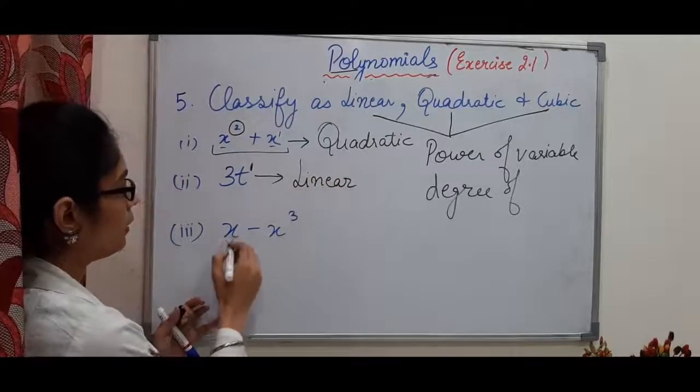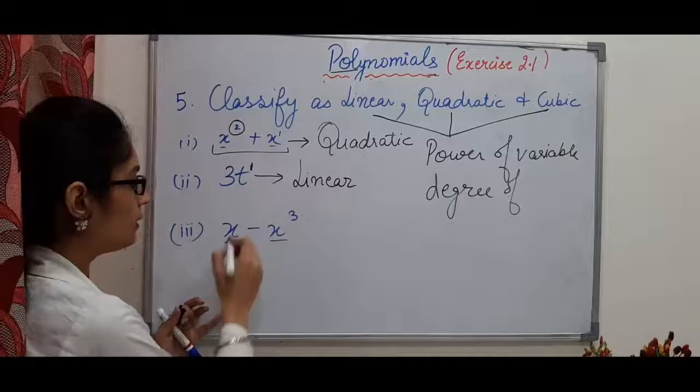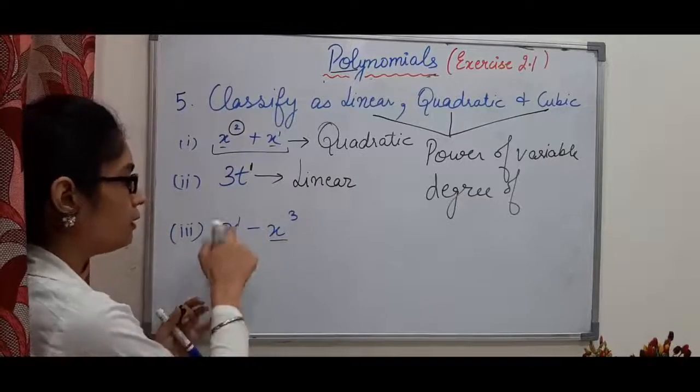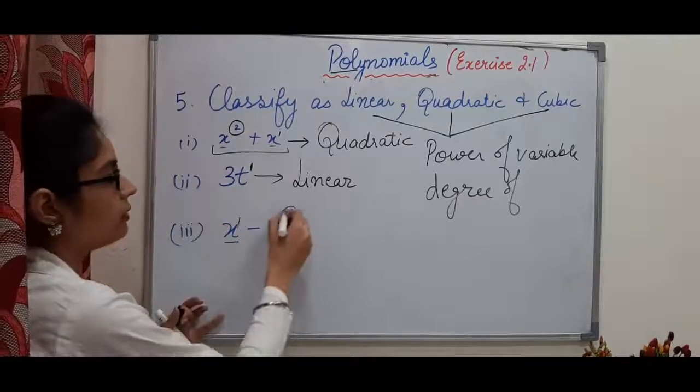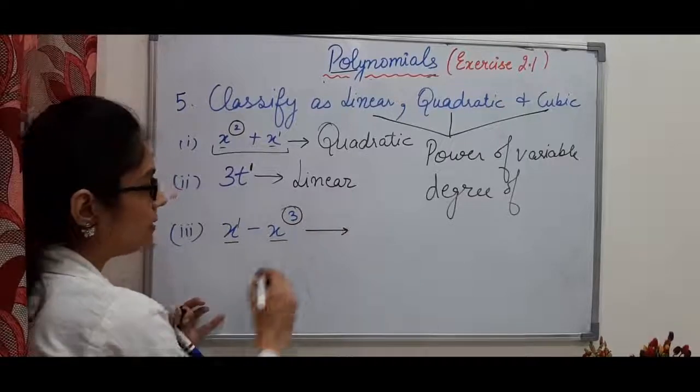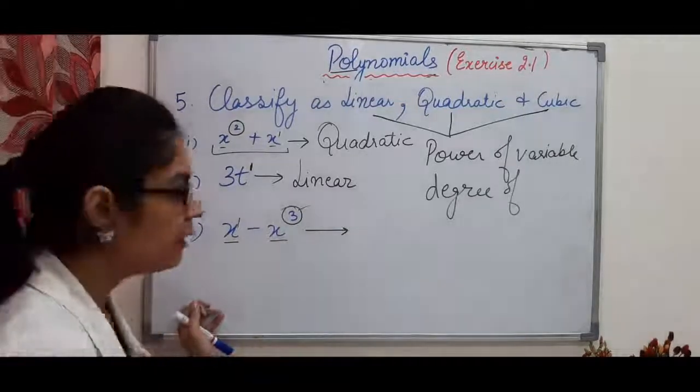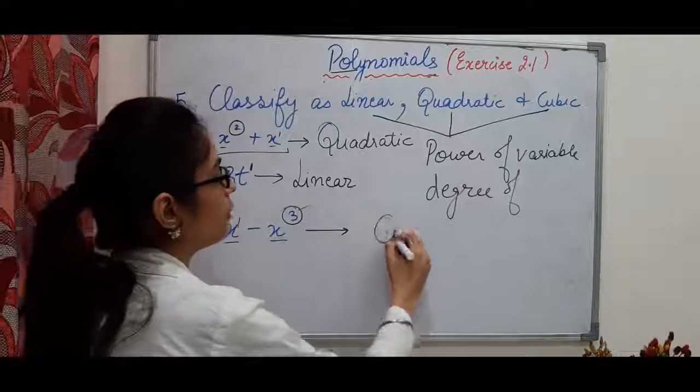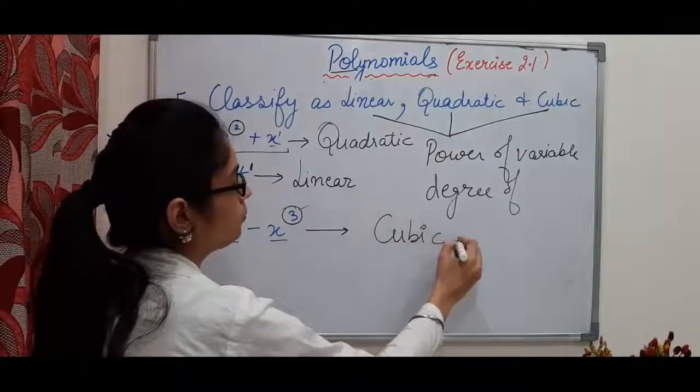Let's see this one. Here we have the variable x, and the degree of one x is 1 and the degree of the other x is 3. We have to look for the highest degree. Highest degree is 3, which means this polynomial is a cubic polynomial.